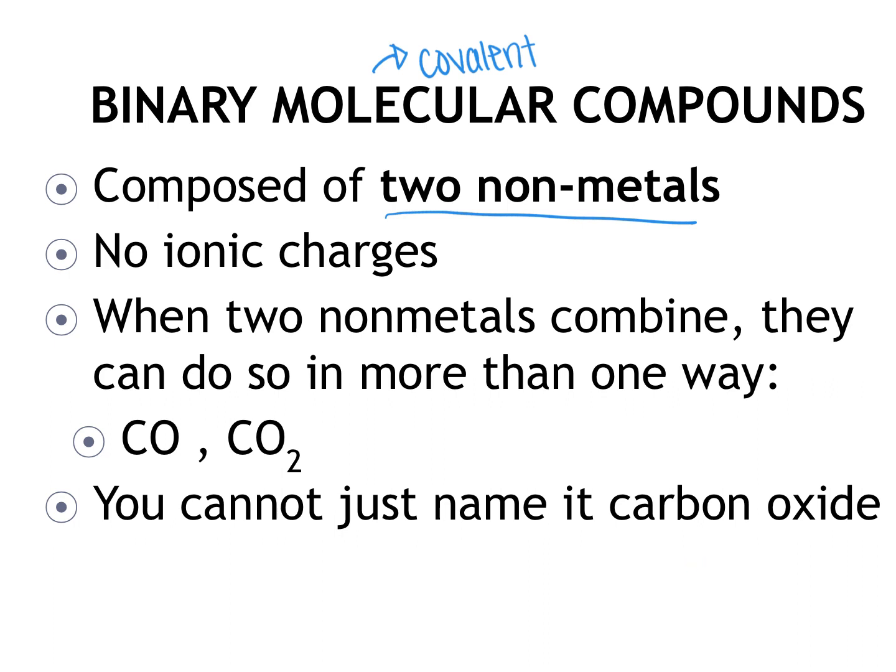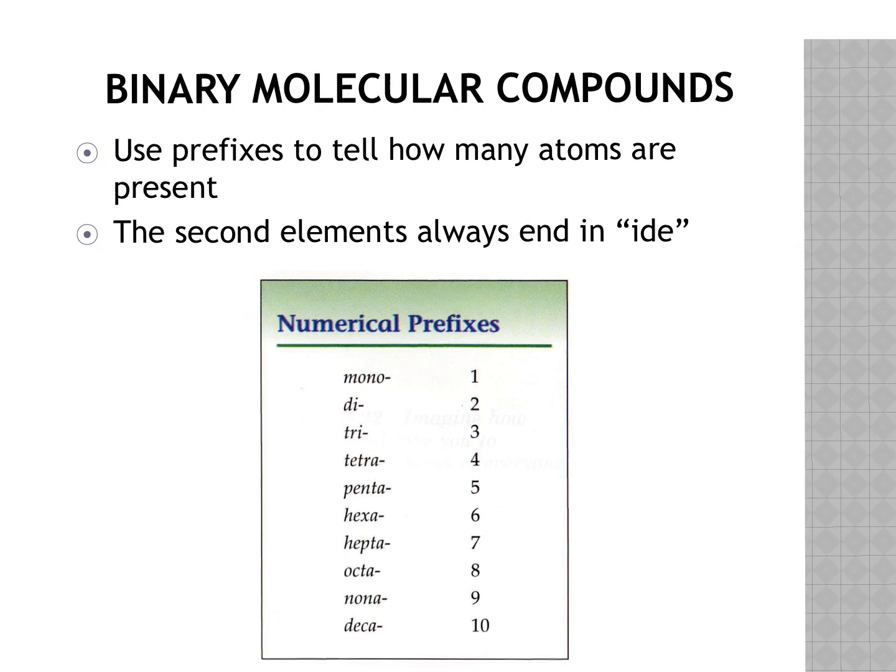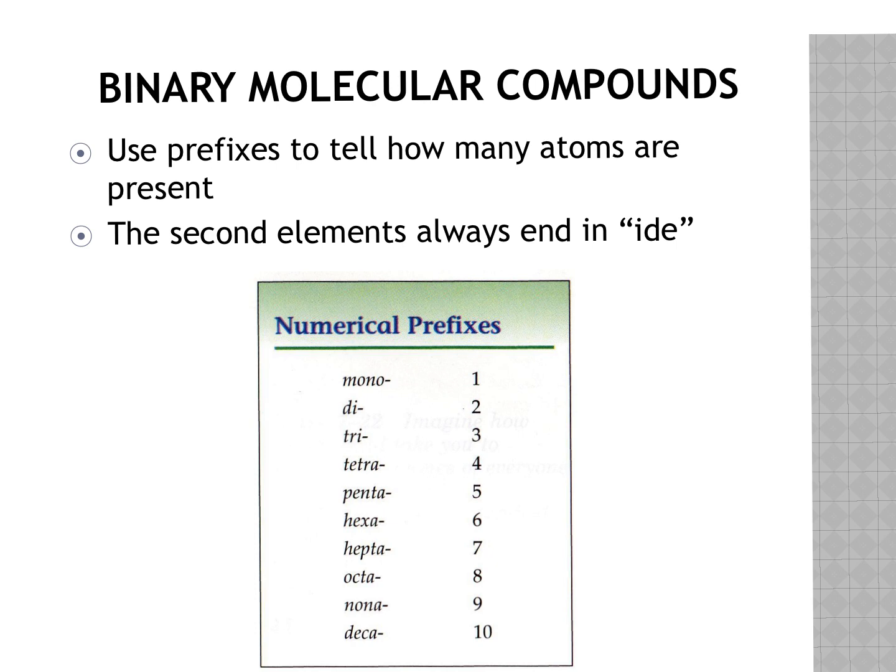So when we write names and formulas for binary molecular compounds, we use prefixes to differentiate between the different elements. Those prefixes tell us the quantities of which element is present. And finally, the second element is very similar to the binary ionics. It still ends in "ide." Let's say we have chlorine. How is chlorine going to end? Chlorine becomes chloride.